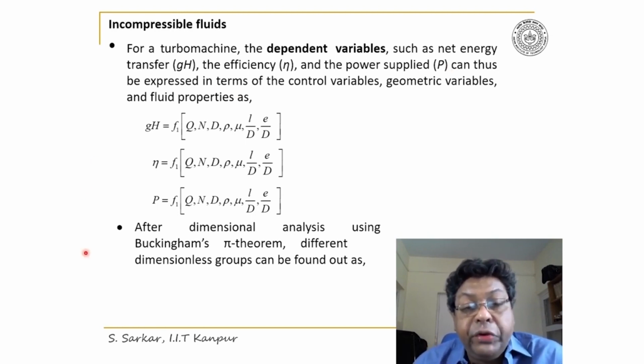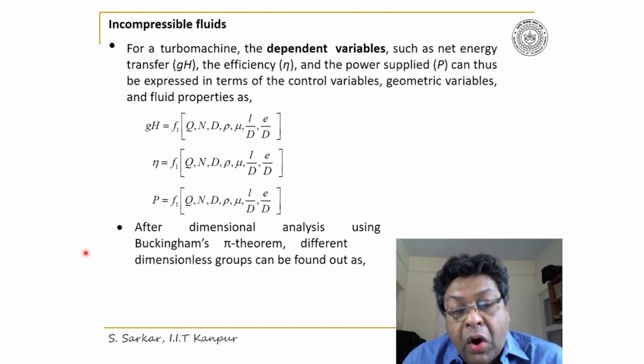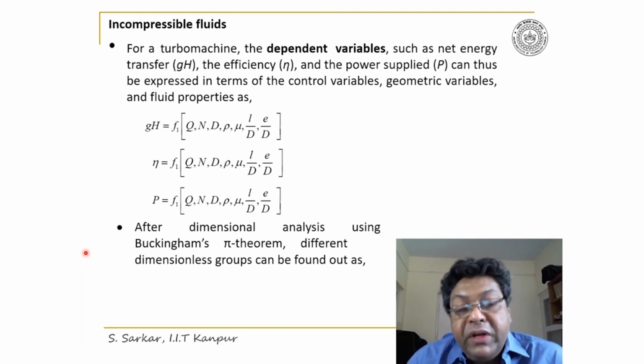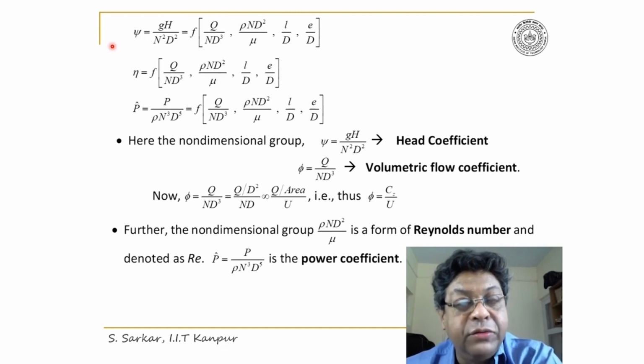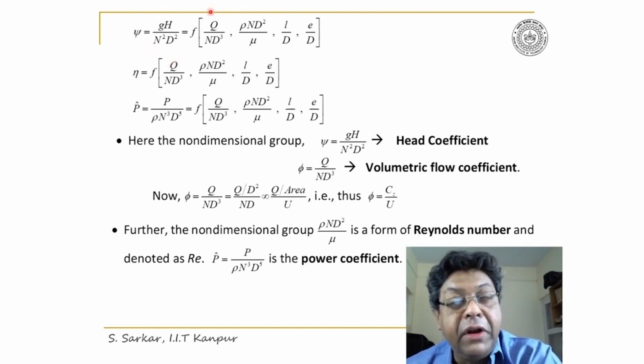Now after this, if we carry out the dimensional analysis following Buckingham theorem, the different non-dimensional groups can be established. Thus, after dimensional analysis, what will we get? Xi is equal to gH divided by N squared D squared, equal to a function of Q by N D cubed, rho N D squared by mu, L by D, E by D. These are all non-dimensional groups.